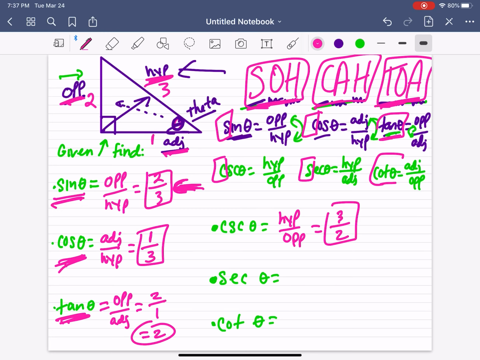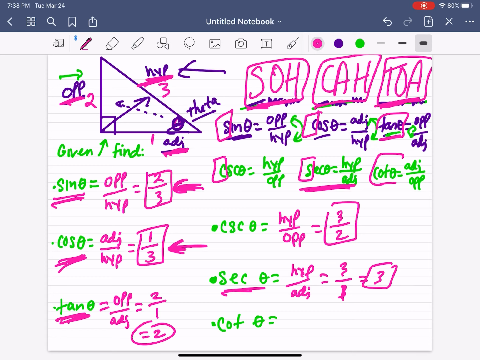The secant of theta is hypotenuse over adjacent. Looking at the triangle, the hypotenuse is 3 and the adjacent is 1. 3 over 1 reduces to 3. And of course, the secant is the reciprocal of cosine, and that's correct.